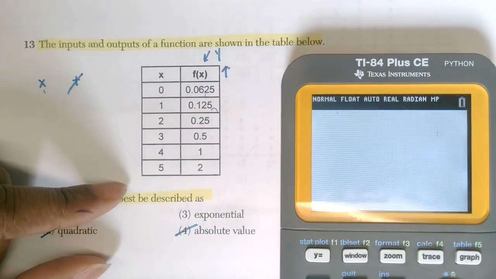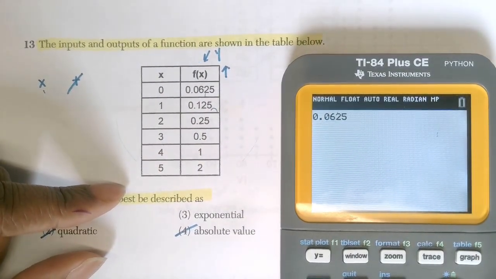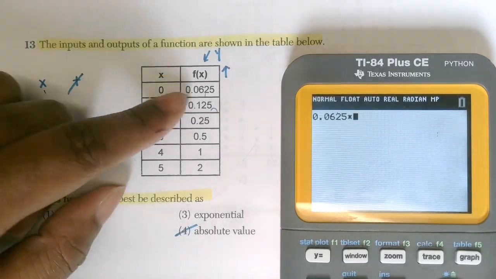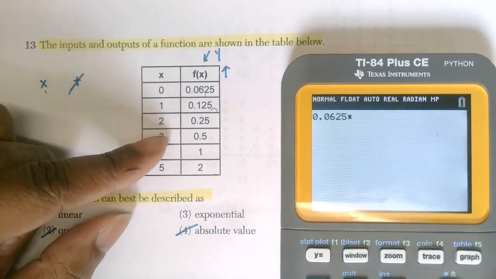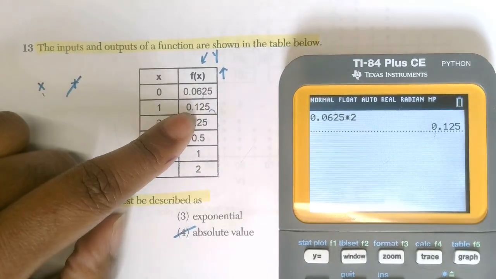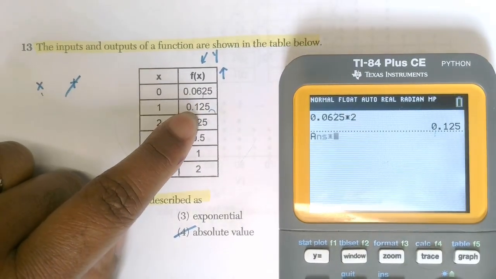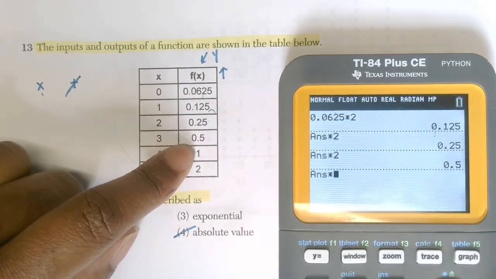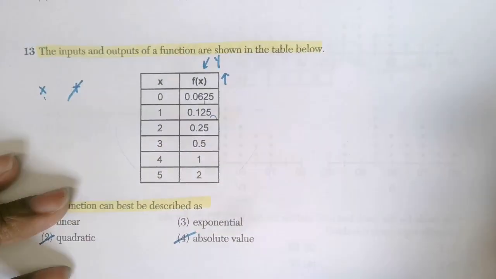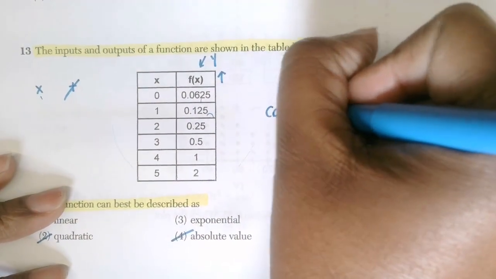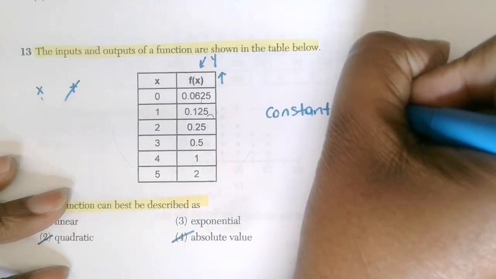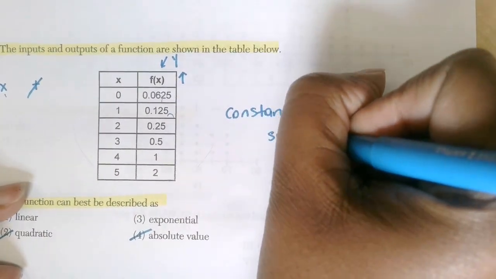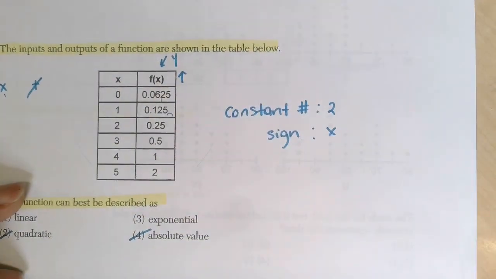So let me try 0.0625 times 2. I won't do by 1, because any number you multiply by 1, you're going to get back the same number. We don't want that. So I'm going to go by 2. Okay, it gives me 0.125. Multiply that by 2. Gives me 0.25. So my constant number is 2, and my sign is multiplication.